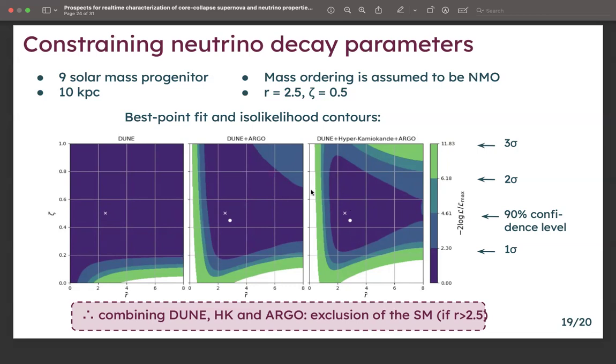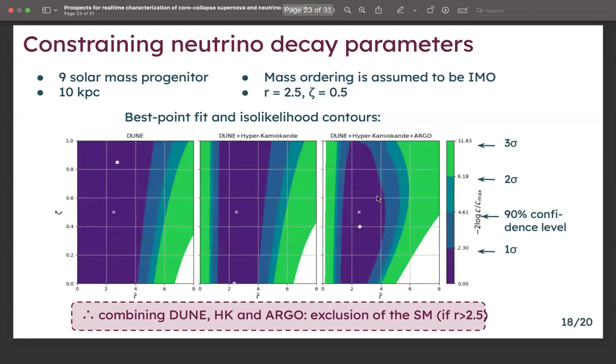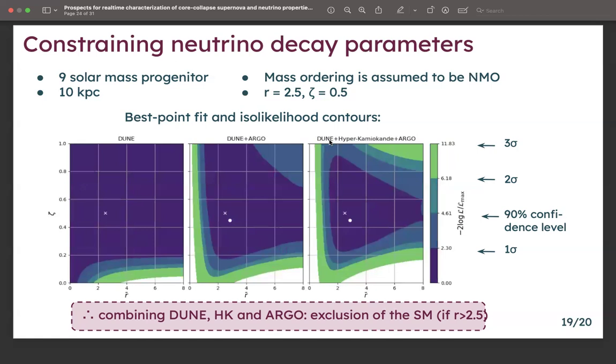But I think it's very nice to see that even if the predictions are a bit difficult to interpret, it is still possible to draw strong conclusions.